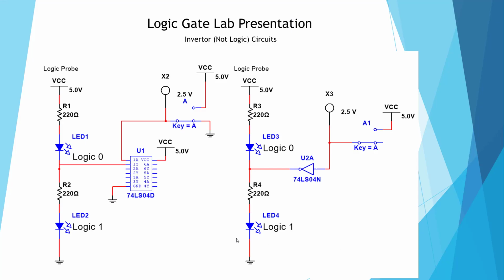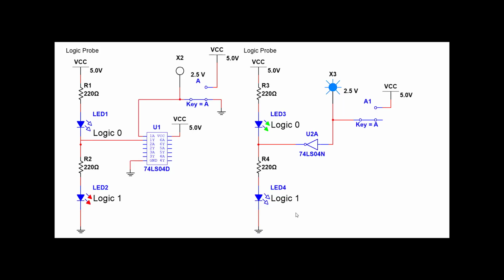Here we have a Multisim circuit of an inverter, a NOT logic gate. Again, we have logic probes. We have one switch here because there's only one input. And we have our logic diagram with the gate symbol right here. Here's our inverter schematic in Multisim.